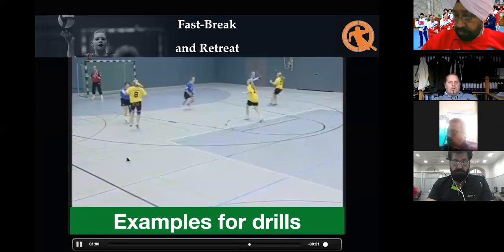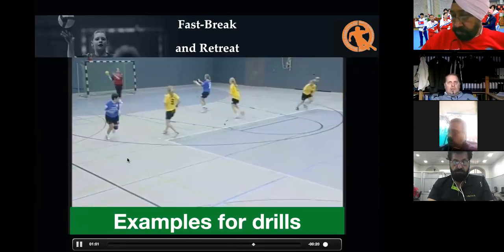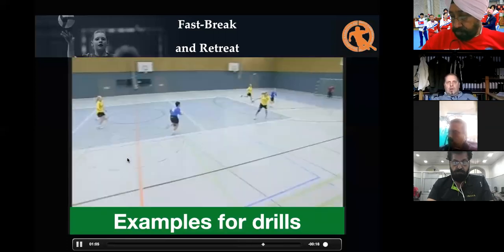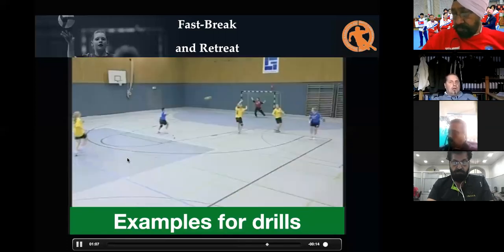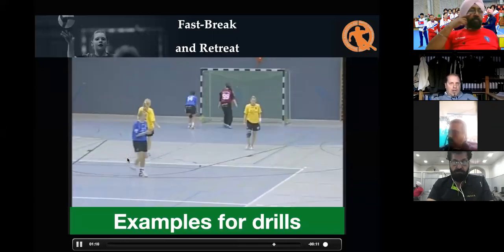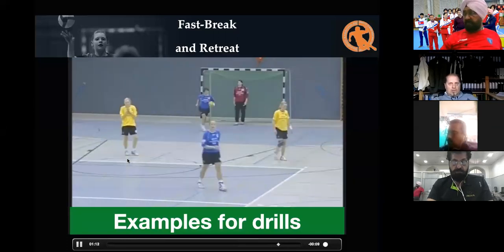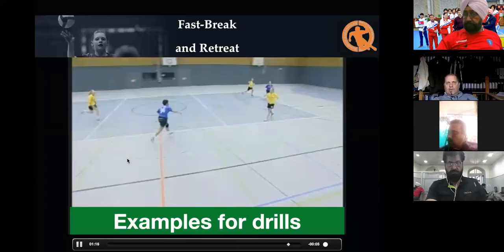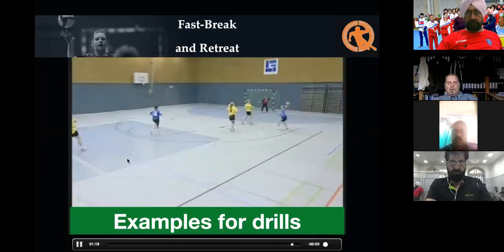So once again, start coming now. Pass here, pass there, and pass back. Nicely finalized. Okay, so once again, goalkeeper makes a decision, running free and coming back. This is the way.